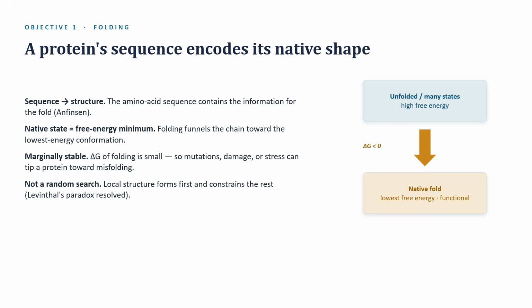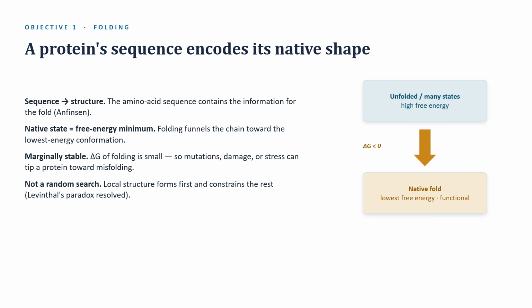Let's start with normal folding. The central principle from Anfinsen's classic experiment is that a protein's amino acid sequence contains all the information needed to specify its three-dimensional structure. The native functional fold is the conformation with the lowest free energy, and the chain funnels down towards it rather than searching randomly. That's the resolution of what is called Levinthal's paradox.